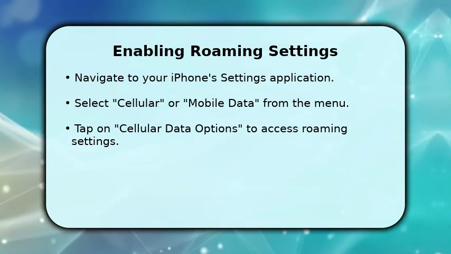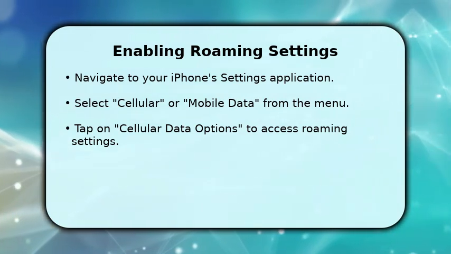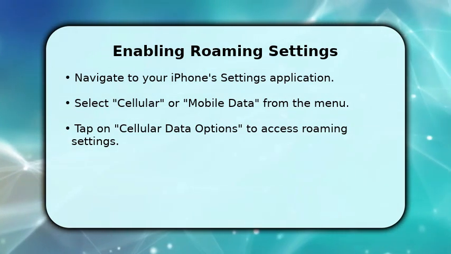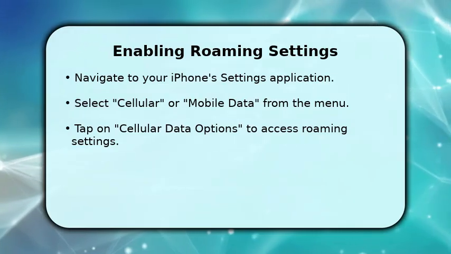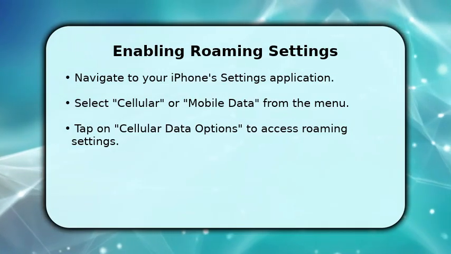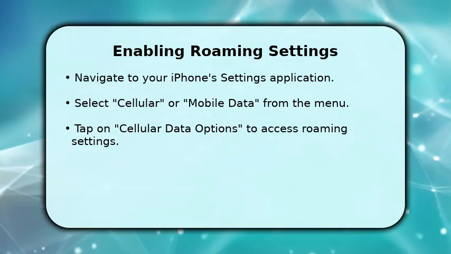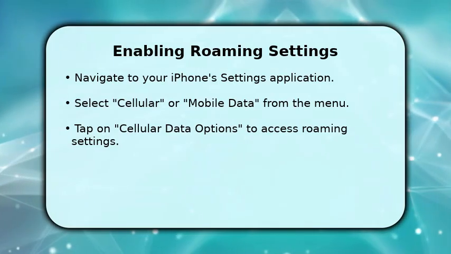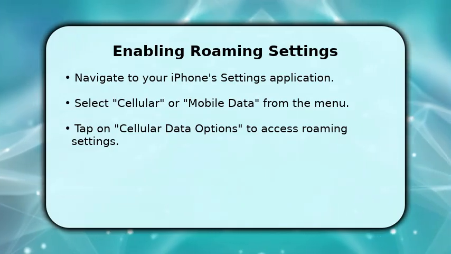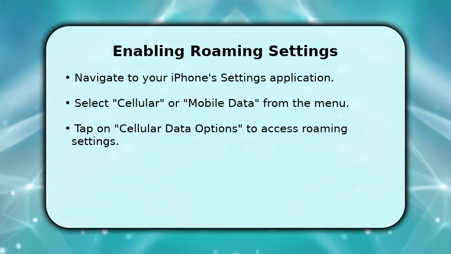First, open the Settings application on your iPhone. From there, you'll want to find and tap on cellular or mobile data, depending on your region. Once inside, look for cellular data options and tap it. This will lead you to the specific settings where you can manage your roaming preferences.